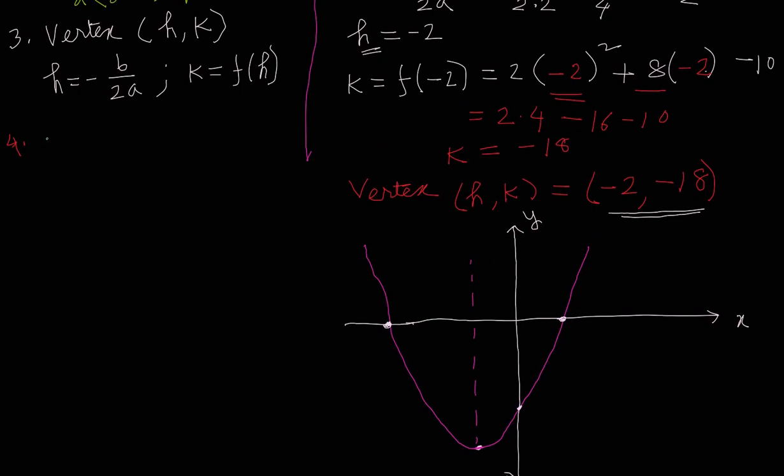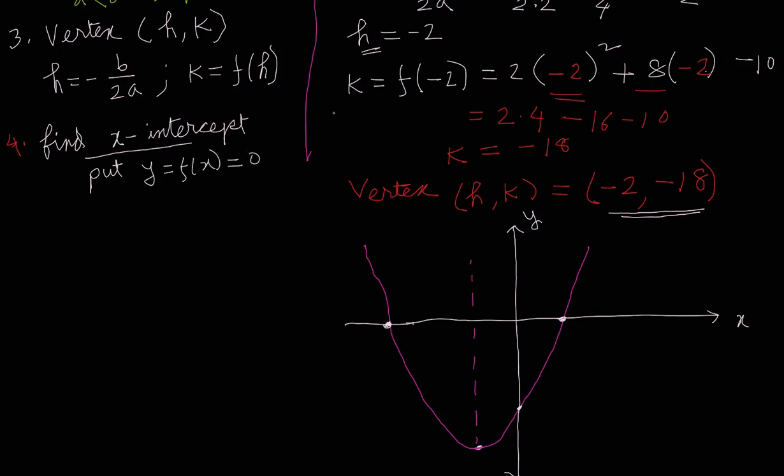So step number 4 is finding the x-intercept. Now if you remember how we find the x-intercept for any function, we put y equal to 0. So we put y, which is also equal to the function of x, equal to 0.